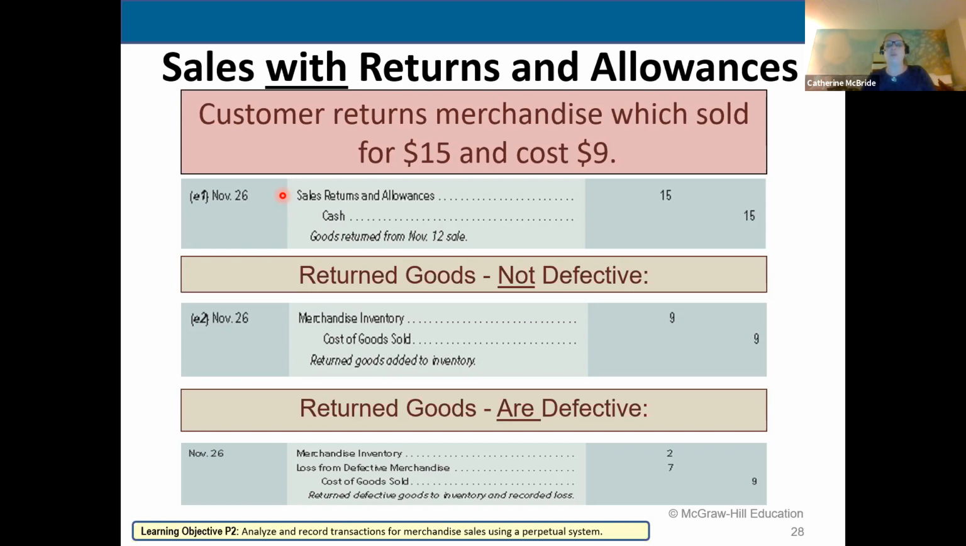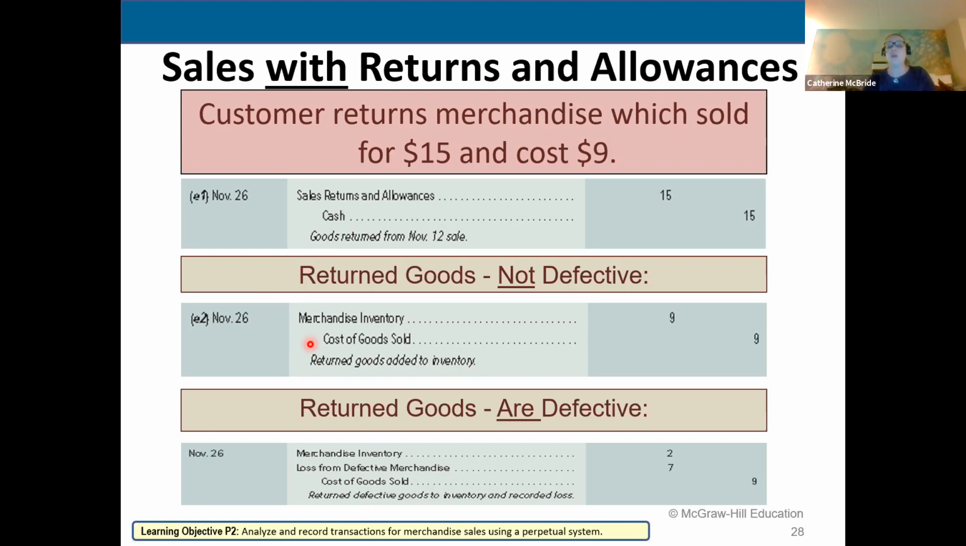So they returned $15 worth. We're going to record sales returns and allowances and give them back the cash. Now, let's say that the merchandise is not defective. We're going to put it back into inventory at our cost, which was $9, and take it out of cost of goods sold, which is where we put it when we sold it. So we're just going to reverse what we did when we sold it. We're going to debit merchandise inventory and credit cost of goods sold.